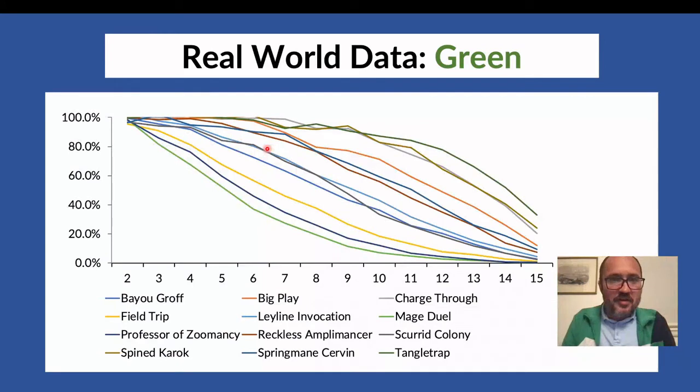So without further ado, let's go to some real data. As I said, the one caveat is that this data is a tad outdated, but not completely. If we plot all the green commons, just to give you an example, this is a very messy graph, and I apologize for that, but this is just to give you a general idea of how those real data graphs look like.